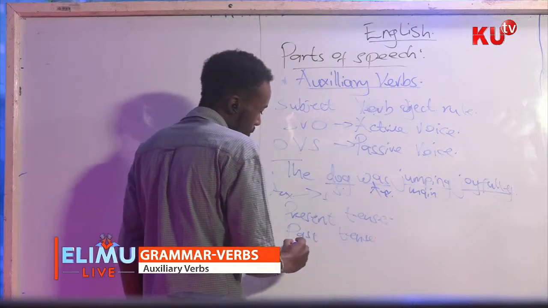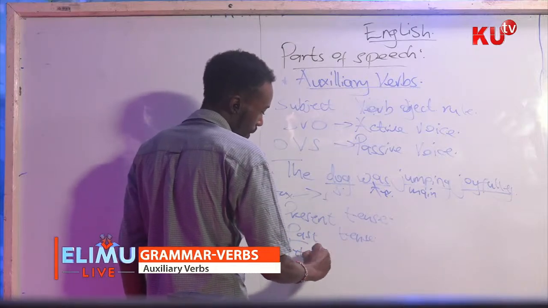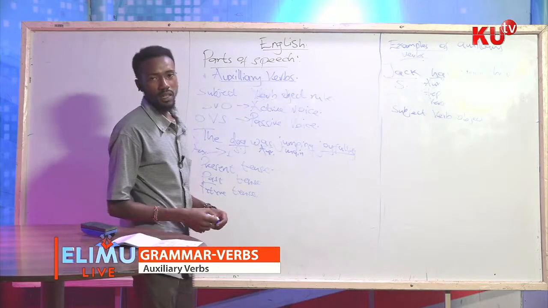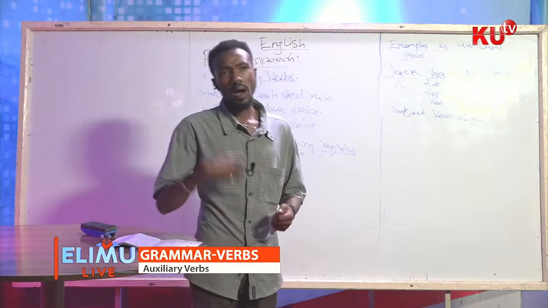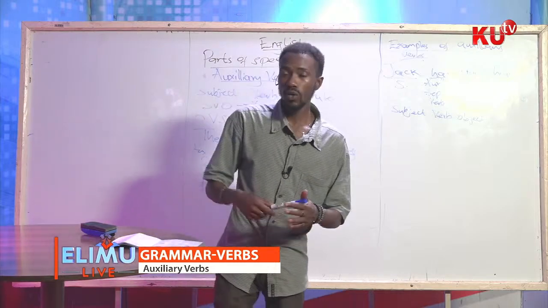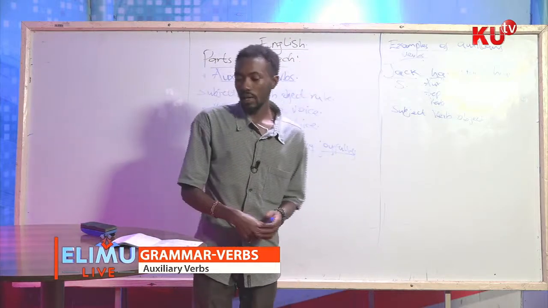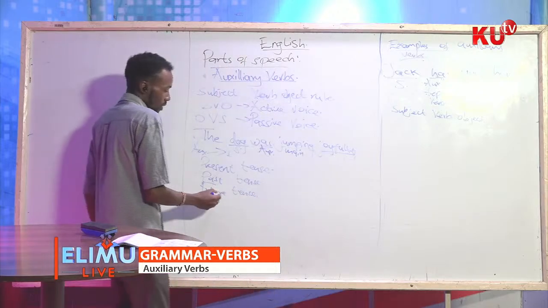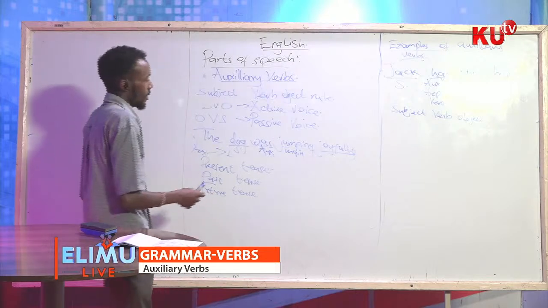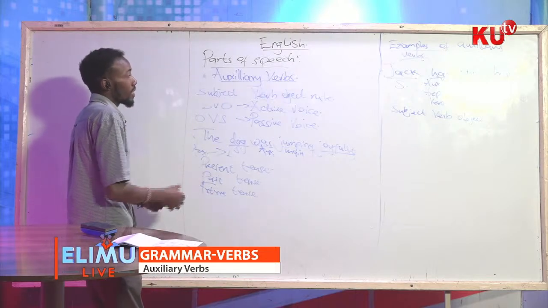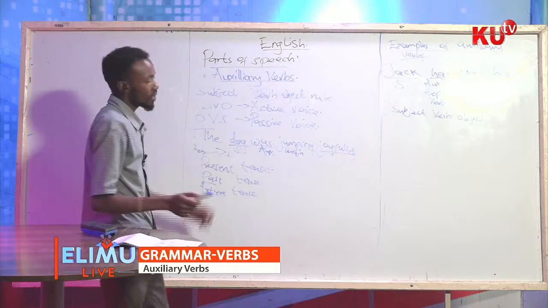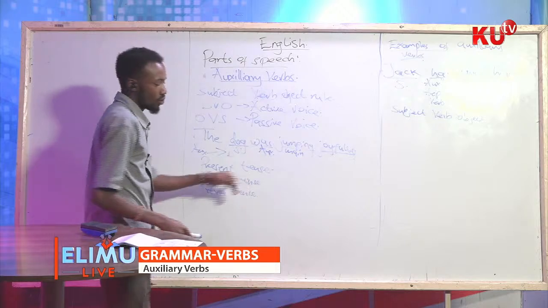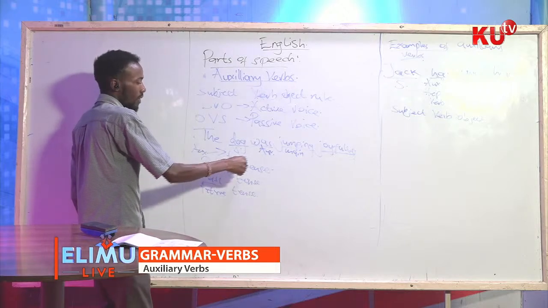Then we have future tense. Future tense is something you are anticipating to happen, or something that is going to happen come tomorrow or in the future. So that is why it's called future tense. So you can see that the auxiliary verbs are very important when it comes to determining how the sentence is going to be when we talk about the tenses.